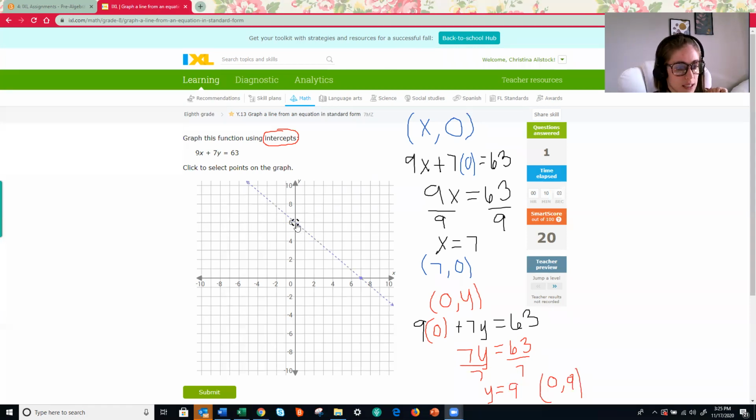Let's graph that. Ooh, and make sure you don't accidentally go here, because obviously the counting is different whether you're going up or down, so be careful. 8, 10, so that means 9 is right here. And IXL draws the line for you.